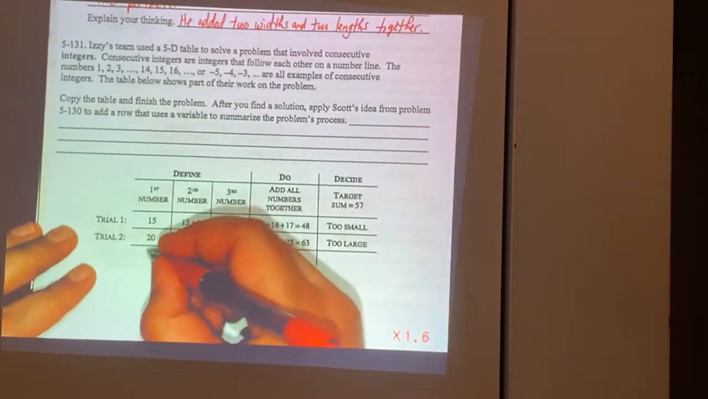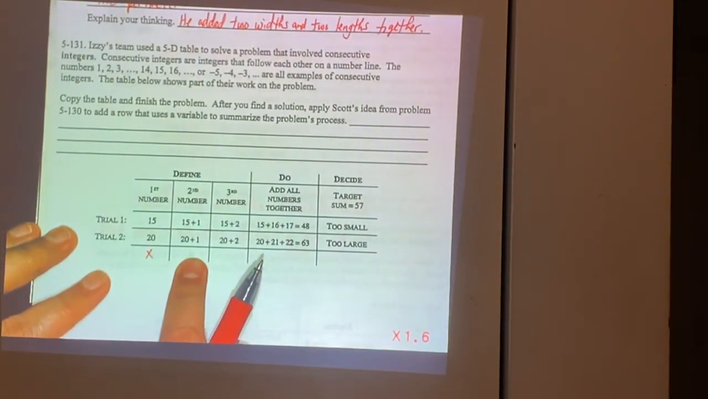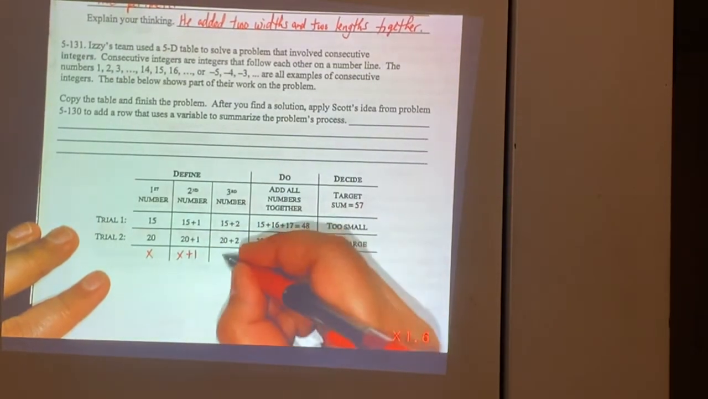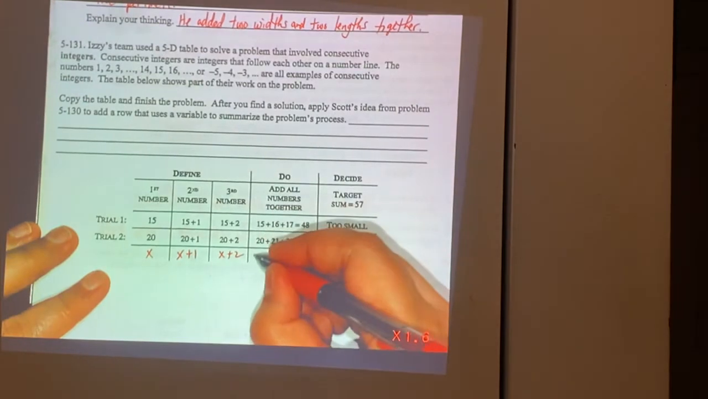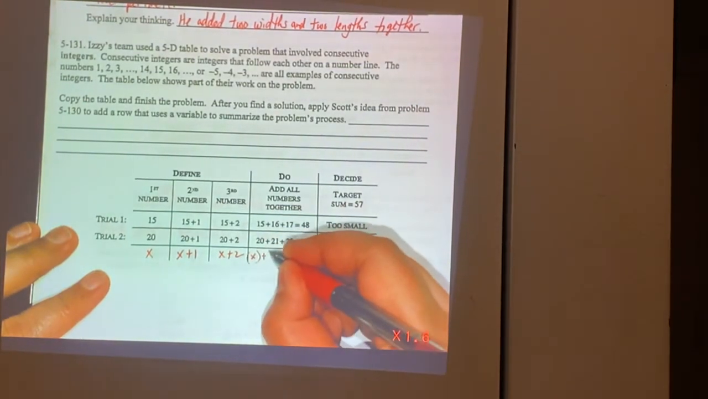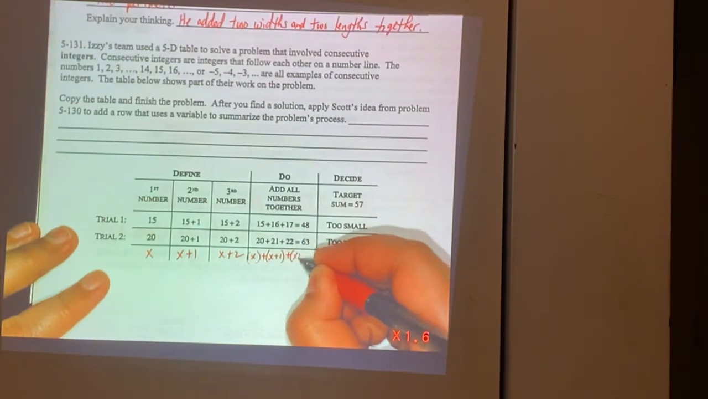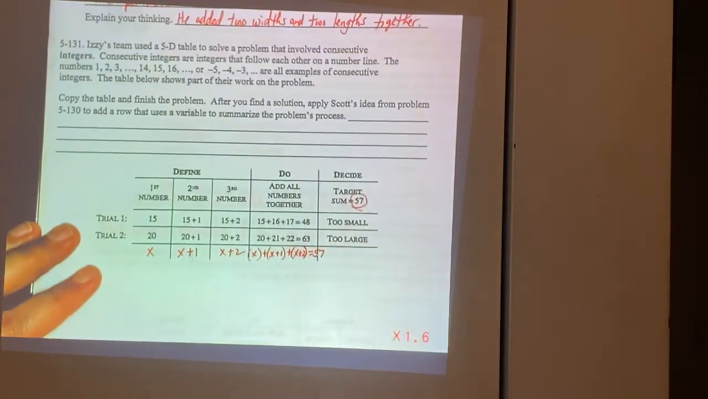So if this is x, what did you do to this number to get this number? Looks like they added 1. X plus 1. And then they did x plus 2. And then they did x plus 1 plus x plus 2. It's supposed to equal 57 because I know that's my target number.